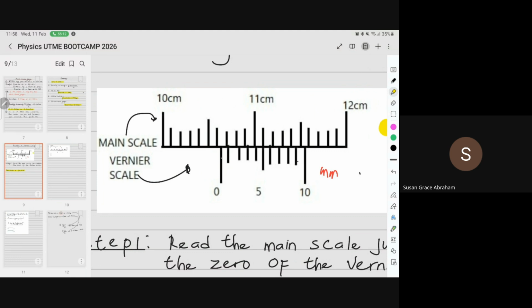If you look at here, this is the vernier scale, and the 0 is here. This is where the 0 starts. So that line you're going to see before the 0 is your main scale. So read the value here.